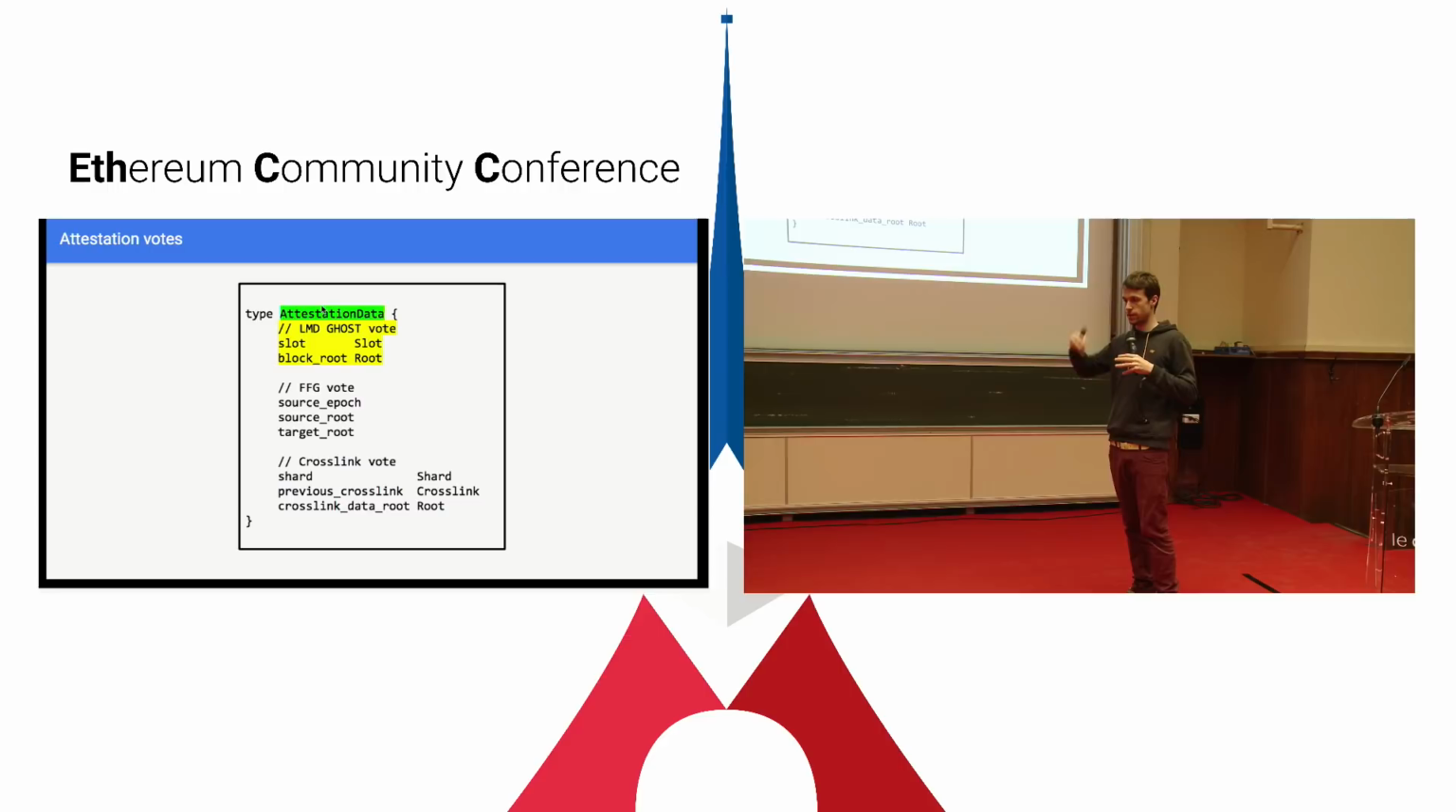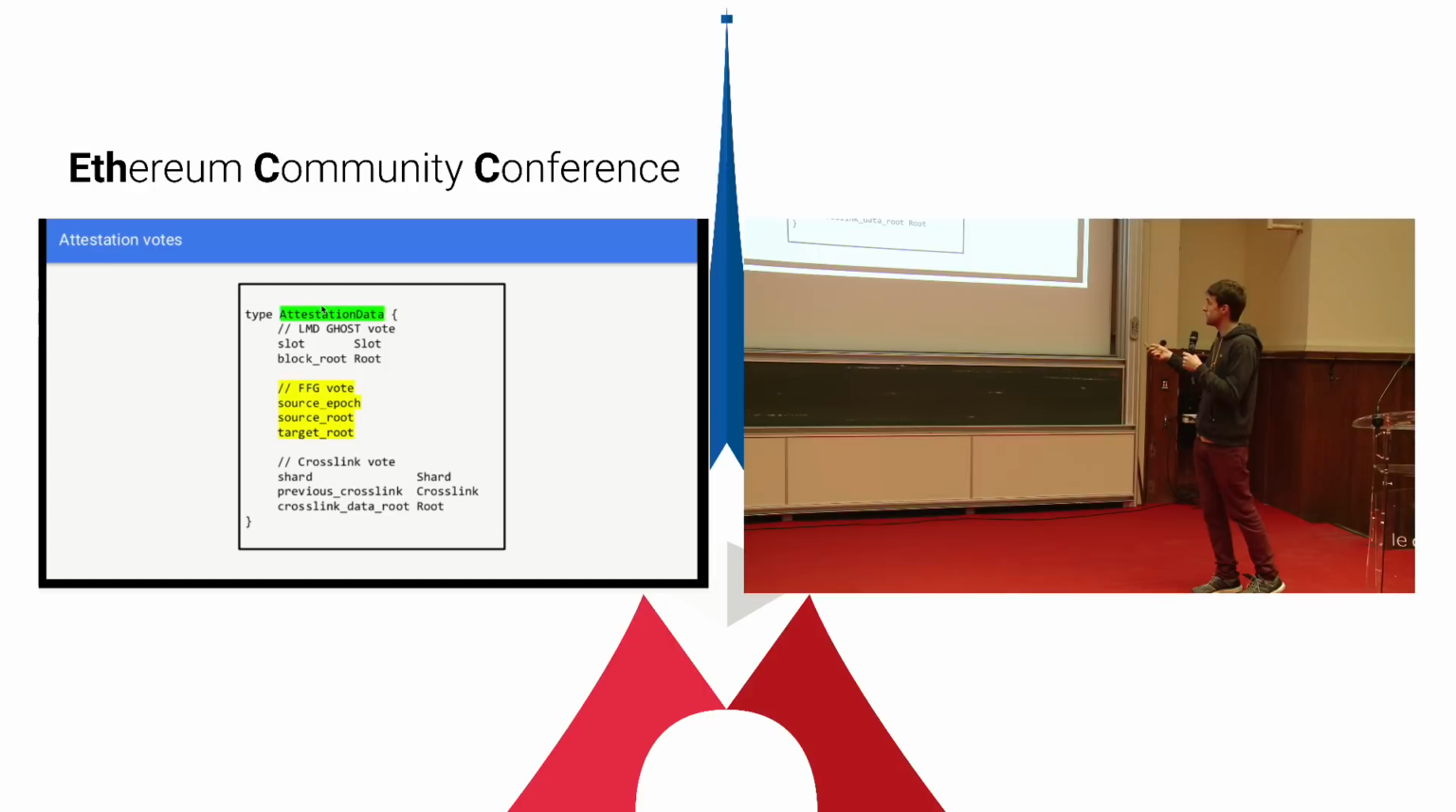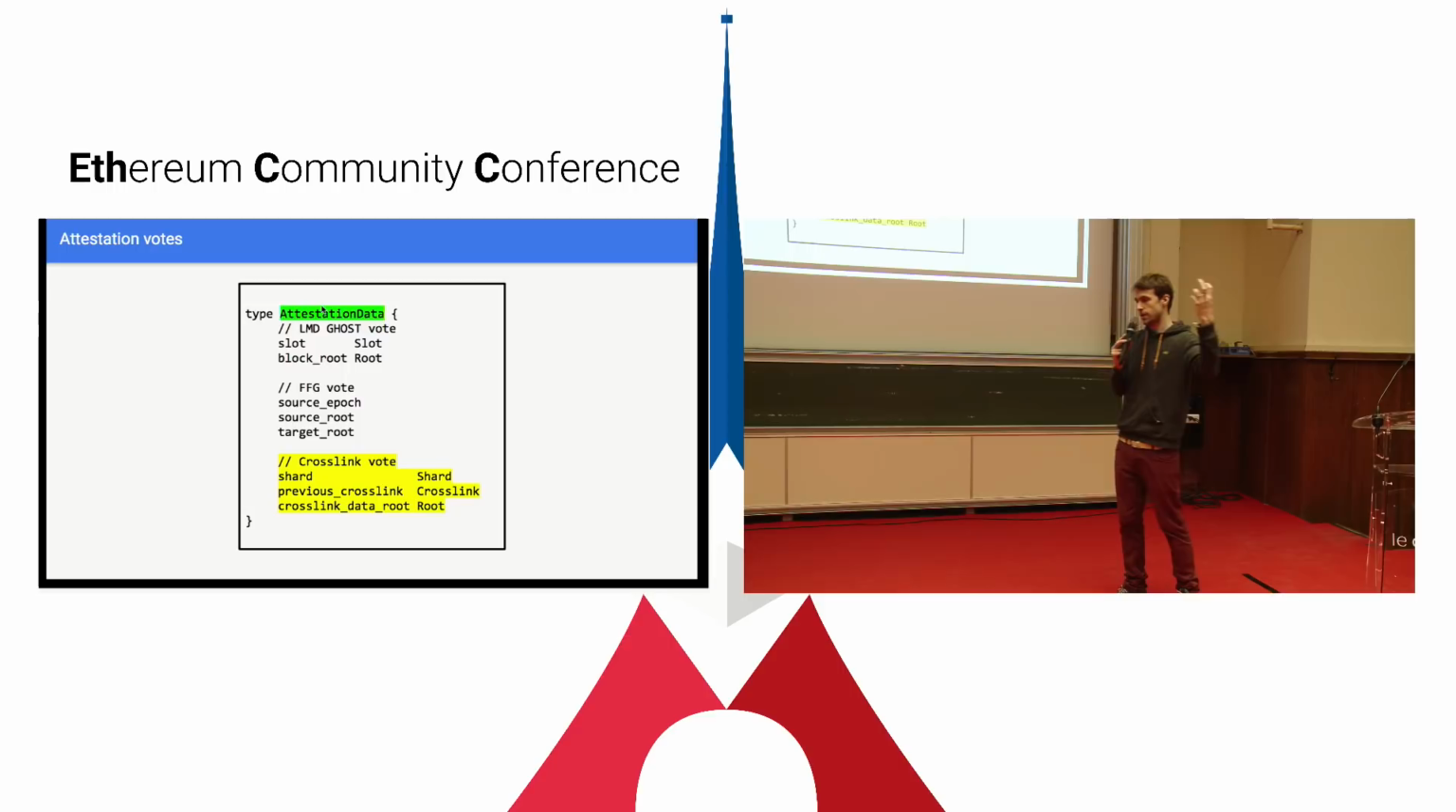We have FFG votes, which is for finality, and then you have these crosslink votes, which is used for sharding. Crosslinks are basically the communication mechanism between the shards. The beacon chain is aware of every shard as a light client, and the crosslinks are basically shard checkpoints that get included in the beacon chain. To become a crosslink, you need to have the committee assigned to a shard agree on the crosslink data root.